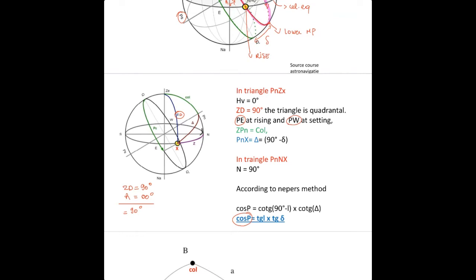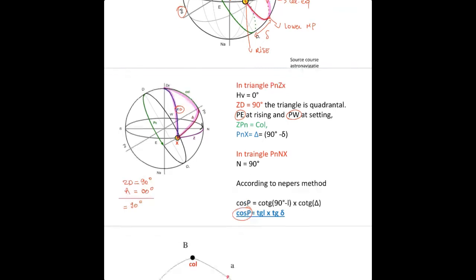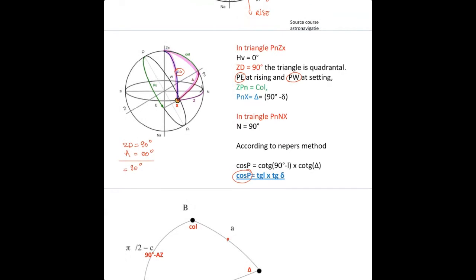Now if we take a look at the other triangle that we see here, we see that there also we have an angle of 90 degrees. This is of less interest for us. We will now mainly focus on this spherical triangle. You know that when we have a spherical triangle where one of the sides or one of the angles is 90 degrees, we can use the Napier method.